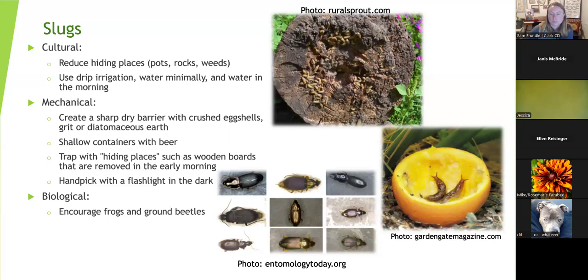Trapping them in hiding places like wooden boards. If you put a wooden board out, you've got to get out there in the morning, because otherwise you're just providing a hiding place. So you've got to get out in the morning and remove them. And then you can hand pick them with a flashlight in the dark.